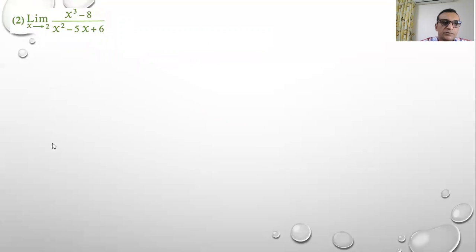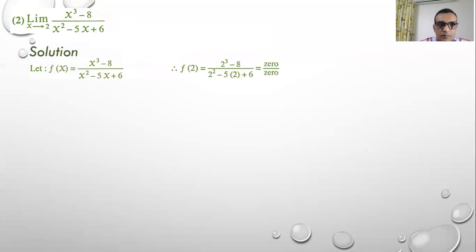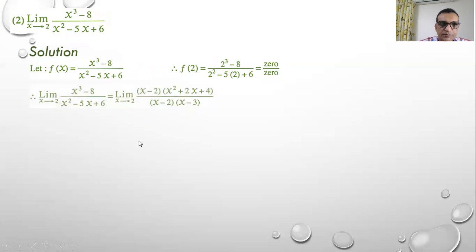Number 2, the limit of x to the power 3 minus 8 over x squared minus 5x plus 6 when x approaches 2. Solution: let f(x) equal x to the power 3 minus 8 over x squared minus 5x plus 6. By replacing, we get 2 to the power 3 minus 8 over 2 to the power 2 minus 5 multiplied by 2 plus 6, equals 0 over 0, an unspecified quantity.